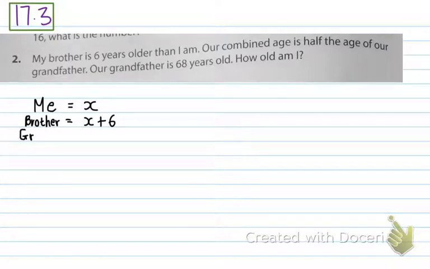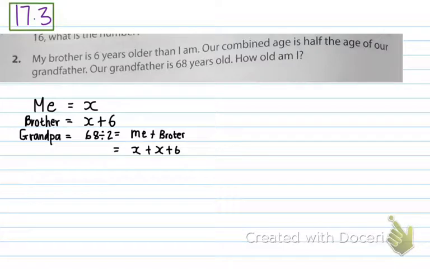And then our grandpa is 68, but we are going to have to divide his age by 2 because it says half the age of our grandfather must be equal to me and my brother combined. So, what was my age? x, and my brother, x plus 6. So I have me and my brother added, must be equal to my grandpa divided by 2. Now the difficult part is over. We already have the equation. 68 divided by 2 is equal to x plus x plus 6.